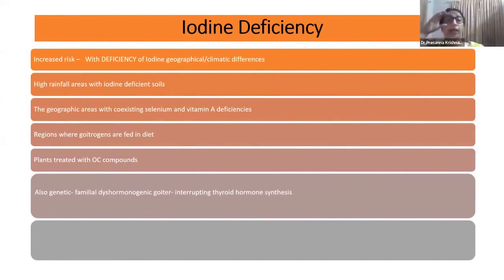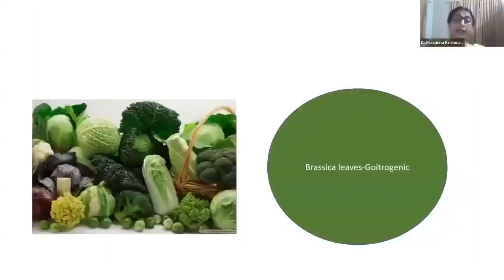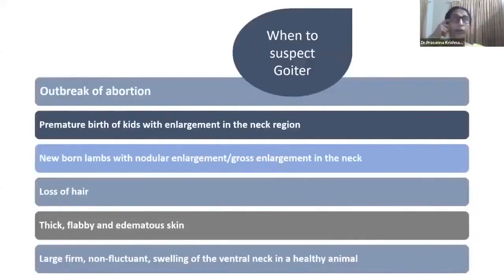Geographical areas where feeds contain goitrogenic substances, regions where goitrogens are fed in the diet, are also places where it is popular. Then plants, sometimes when they are treated with organochlorine compounds, that also can cause this deficiency. And sometimes it can happen as a genetic familial dyshormonogenic goiter, that is, iodine deficiency interrupting thyroid hormone synthesis. And the brassica leaves are very familiar to us. You should not feed the animals too much of these leaves, because they contain goitrogenic substances.